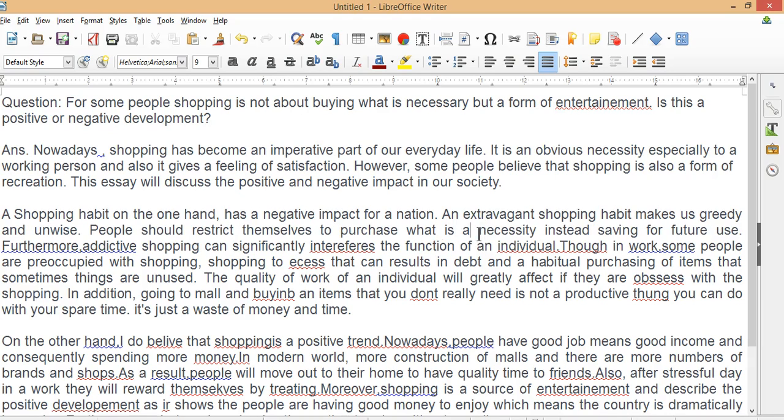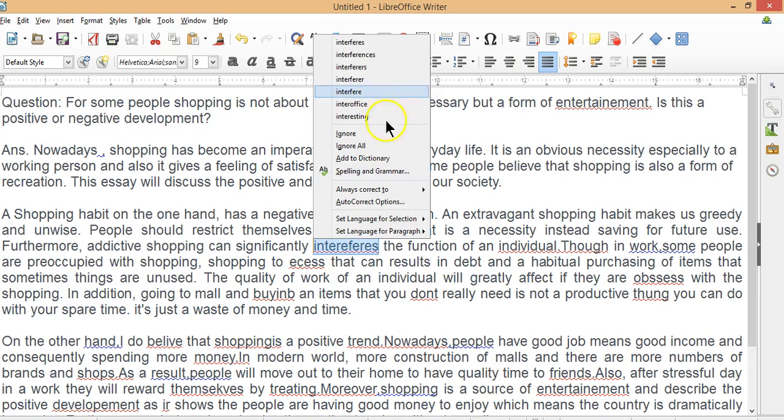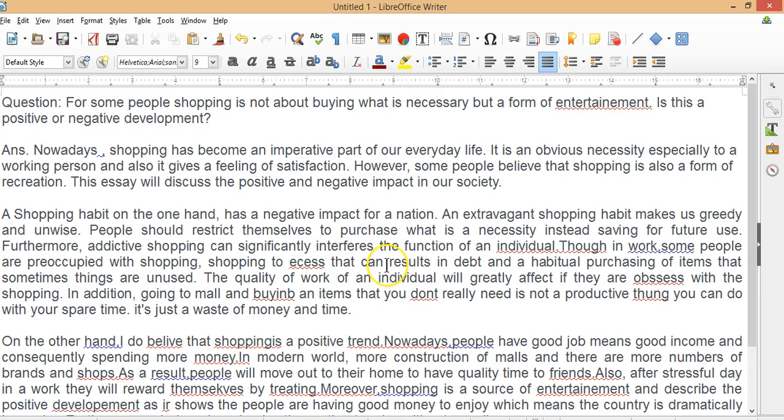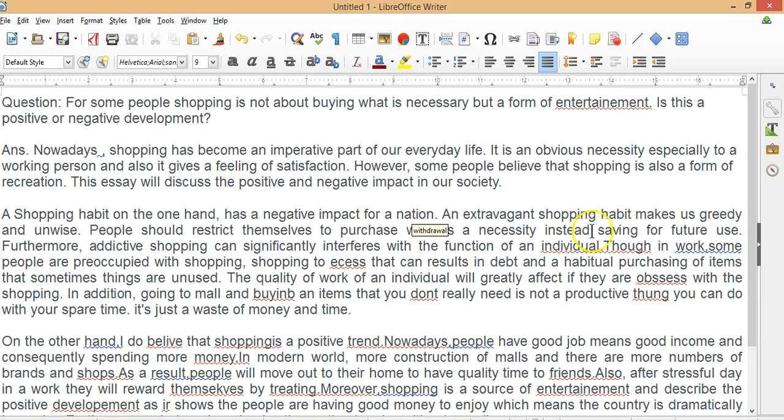What is a necessity? Instead of what? Saving for future. So I'm not really sure what this sentence means. It's a bit confusing. Furthermore, addictive shopping can significantly interfere with the function of an individual. What does that mean?